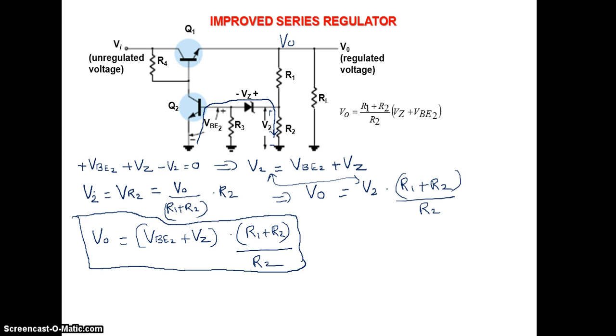Now I'll go to the operation of this circuit. See here R1 and R2, this one R1 and R2, this is the sampling circuit. Now this VZ will be acting as, provides the reference voltage. So VZ will be providing the reference voltage.